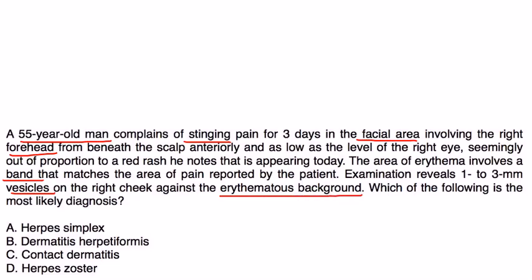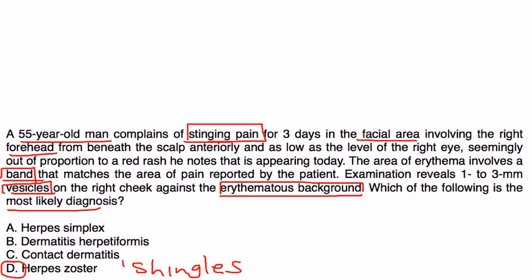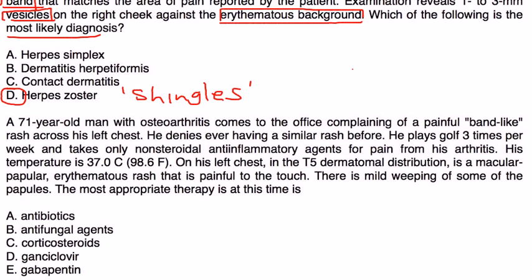Which of the following is the most likely diagnosis? Well, they describe the pain as stinging, they characterize it as a band, and they talk about vesicles on a red base. That's all characteristic of herpes zoster, which is also known as shingles. Next question.